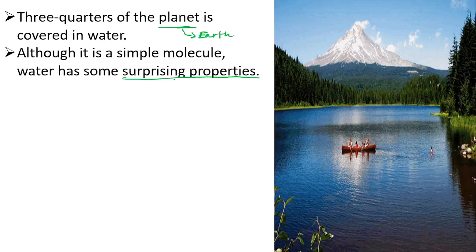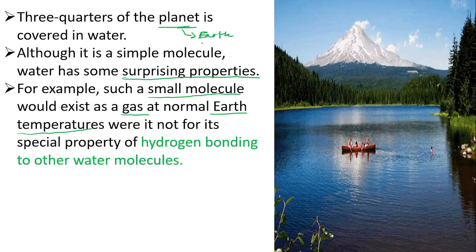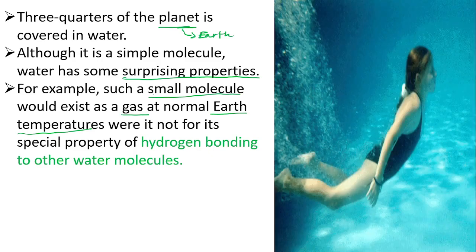Okay, so I think this point I've already explained, whereby I've said a small molecule which is similar to water is supposed to exist as a gas on Earth at room temperature. But when you talk of water, it doesn't exist as a gas. Instead, it normally exists as a liquid. Why? Because of how it is made, its content, and also its behavior. We'll look at that when we go into detail.